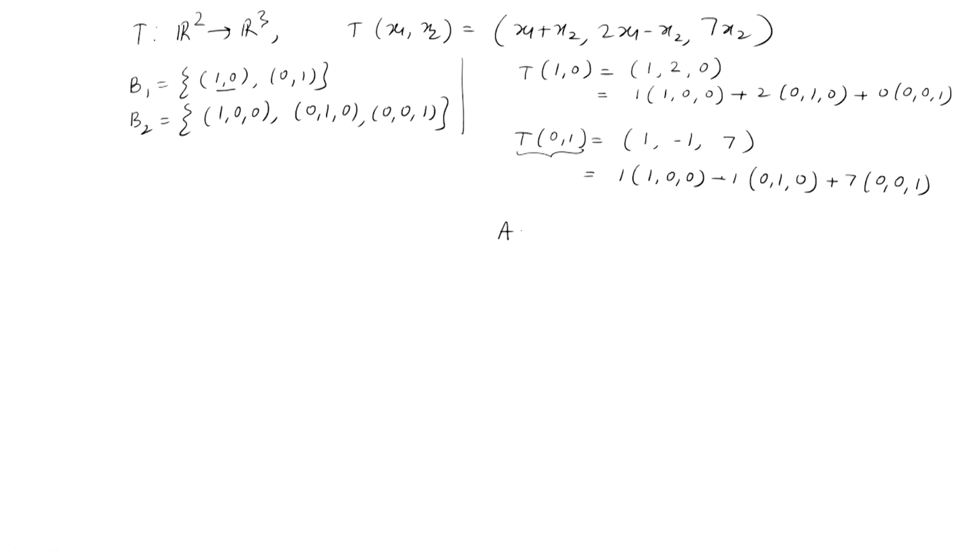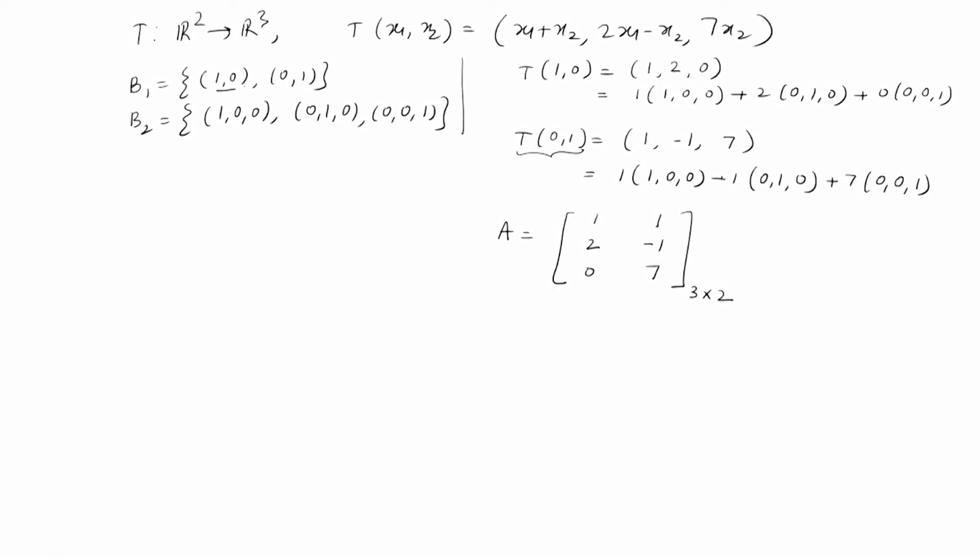So, the matrix associated with this linear transformation corresponding to the bases B1 and B2 is given by the first coordinate 1 2 0 as a column vector, and the second one is 1 -1 7 as a column vector. So, this will be the matrix associated with this linear transformation T corresponding to these standard bases of R2 and R3. Say now we have a second example.